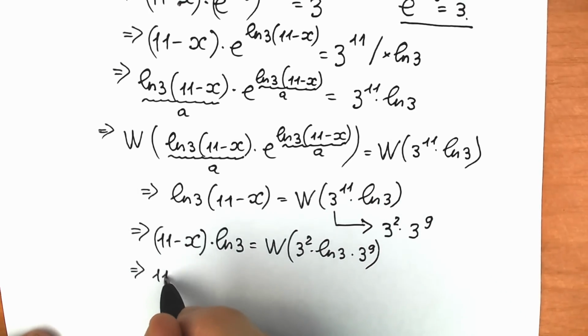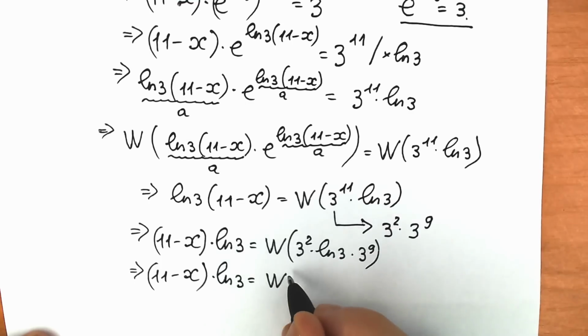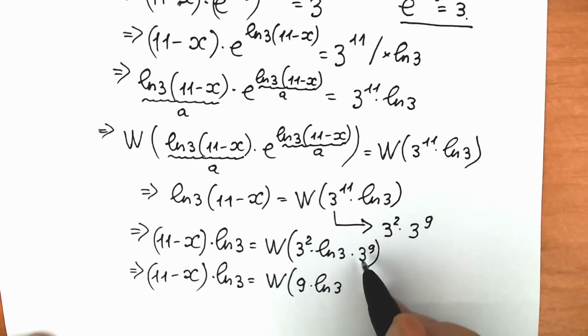We have (11 - x) times natural log 3 equal to Lambert W function of, right here we have 9 times natural log 3, and right here we have 3 to the power 9.